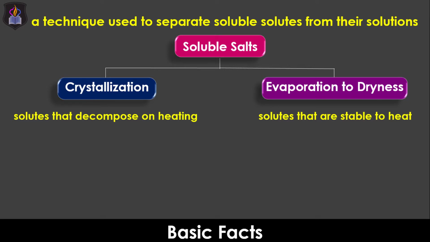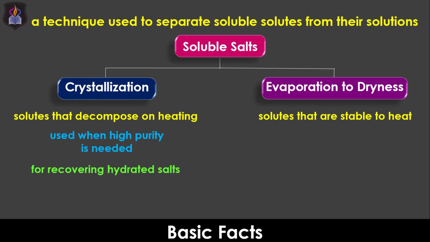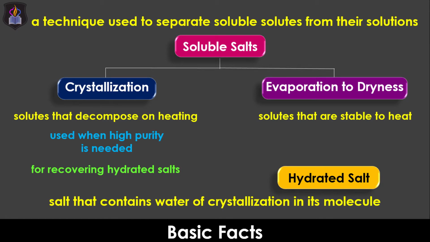Also, crystallization is used when the purity of the salt is of utmost importance, whether it is stable to heat or not. Salts that can be recovered from their solutions by crystallization are mostly hydrated and ammonium salts. A hydrated salt is one that contains molecules of water of crystallization in its molecule.